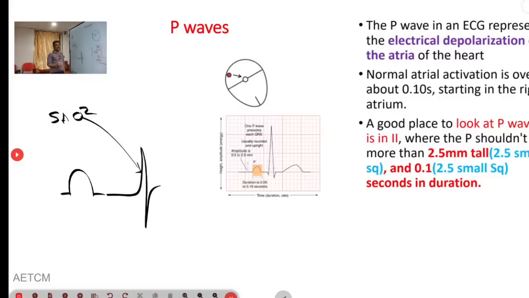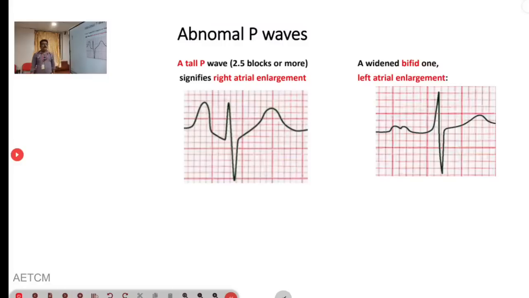There, if you see the P wave, you can see the P wave height and width. For easy understanding, you can just remember it is 2.5 large squares... 2.5 small squares in width. A normal P wave can have a maximum of 2.5 divisions height and 2.5 divisions width. So if the height is more than that, it is abnormal. If the width is more than that, it is abnormal. We'll see what the abnormalities are.